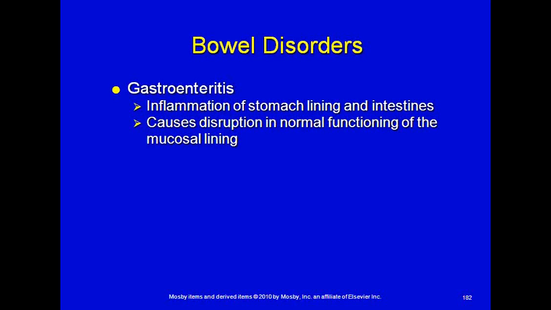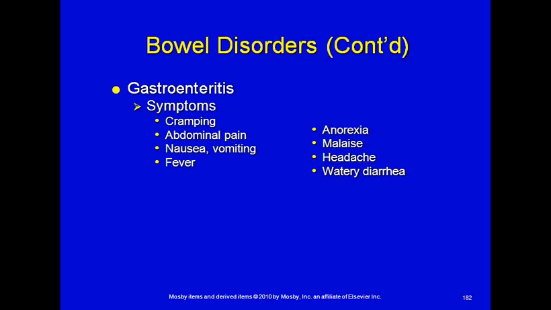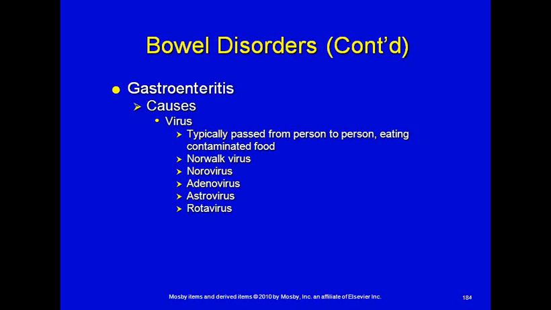Gastroenteritis is an inflammation of the stomach lining and the intestines. It causes disruption in the normal functioning of the mucosal lining. Symptoms of gastroenteritis are cramping, abdominal pain, nausea, vomiting, fever, anorexia, malaise, just feeling really weak, headache, watery diarrhea. Many of these symptoms are identical to what you see in gastritis. Many of these symptoms are identical to what you see in peptic ulcer disease.